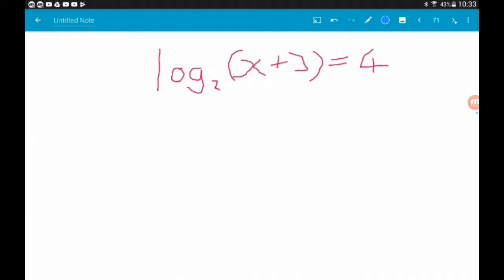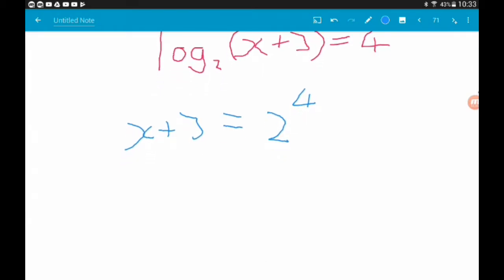Now what that does on the left is leave us with x + 3. And on the right, we get 2 to the power of 4. So, this is a nice one that we don't need a calculator for. 2 to the power of 4 is 16, so we've got x + 3 equals 16, so take away the 3, x equals 13. Good times.